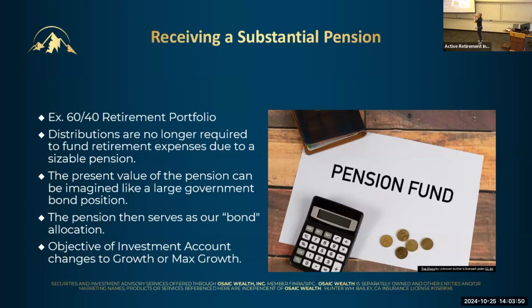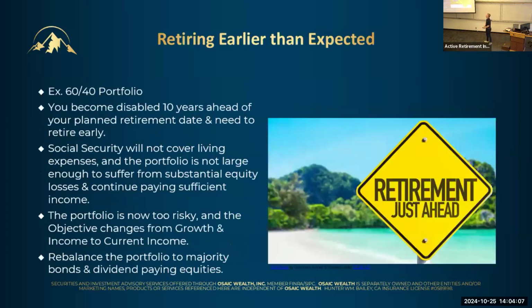Because realistically, we are talking about a brokerage account or a 401k or an IRA, but really these ideas should be applied to the overall picture. So the objective of this investment account changes to growth, or maximum growth. It gets all the way up there, and now you can take a whole bunch of risk.